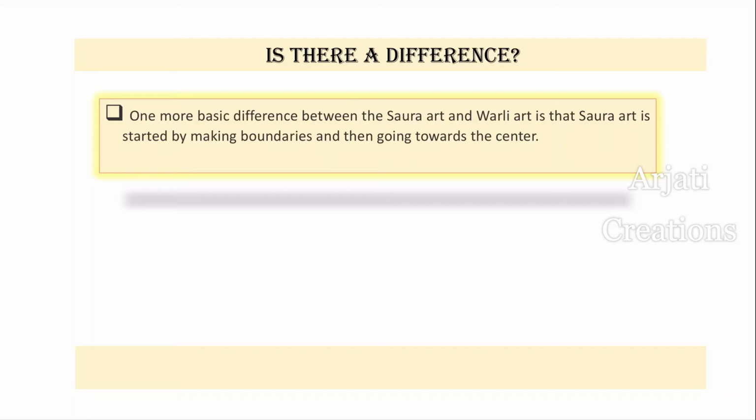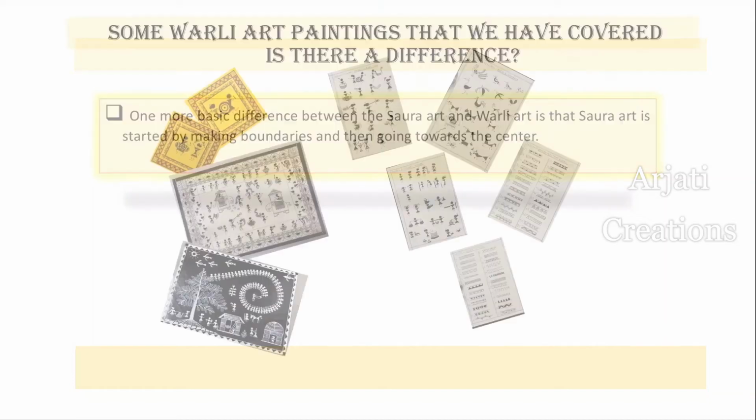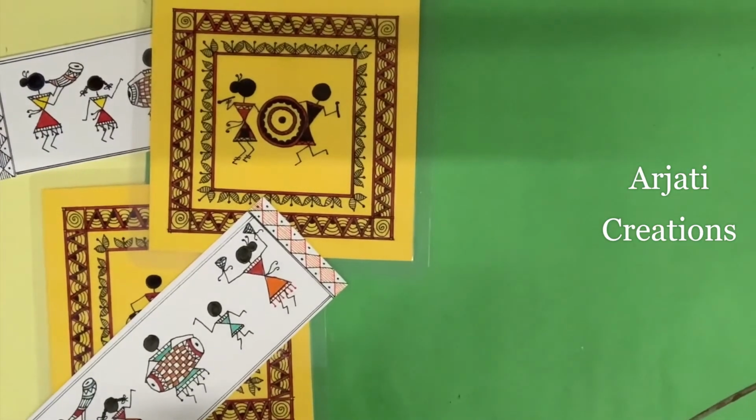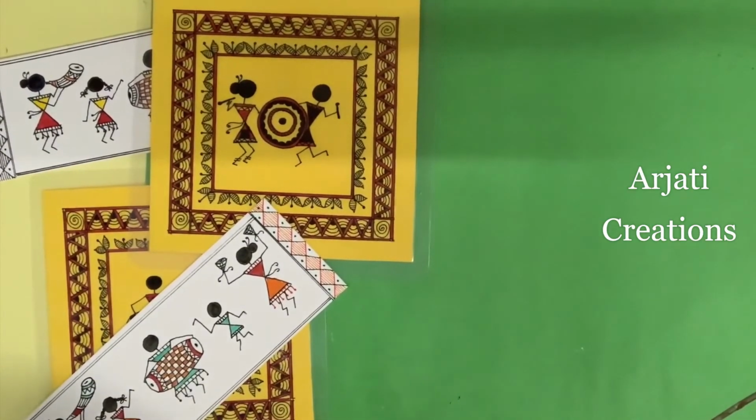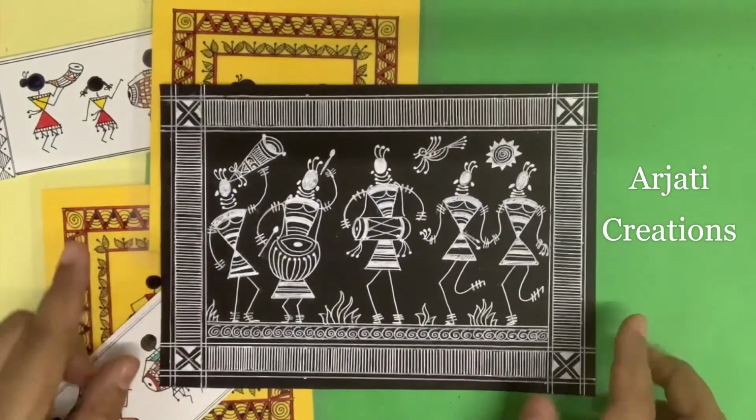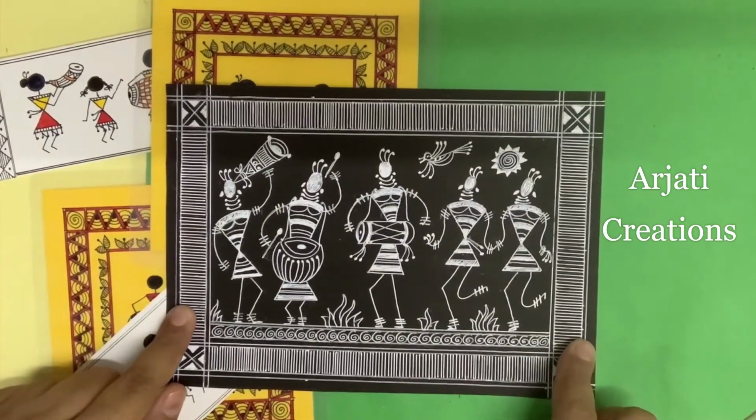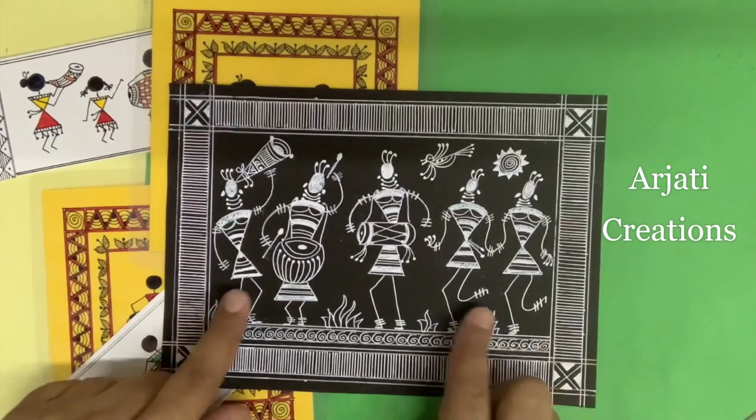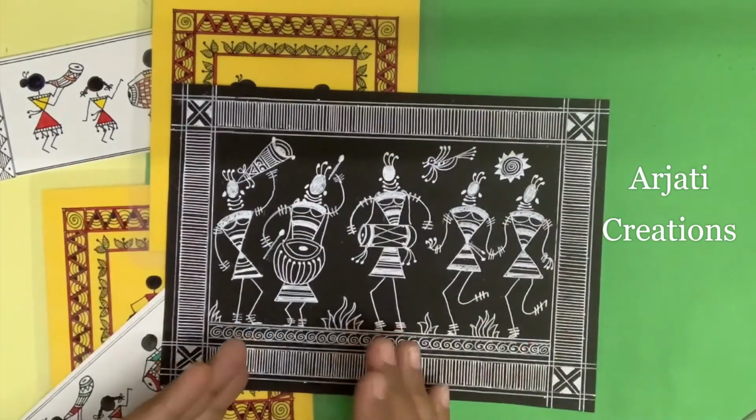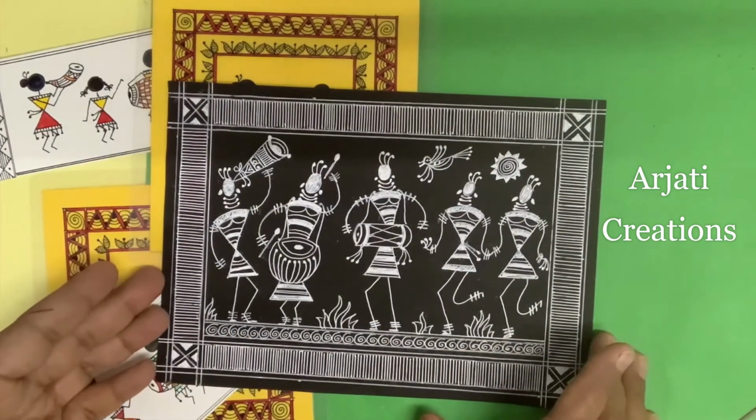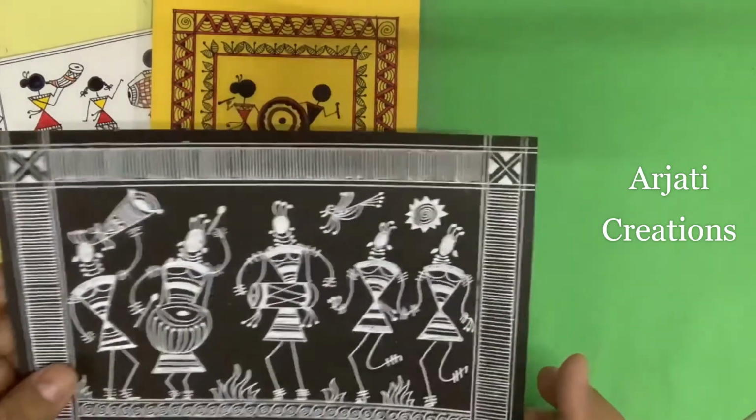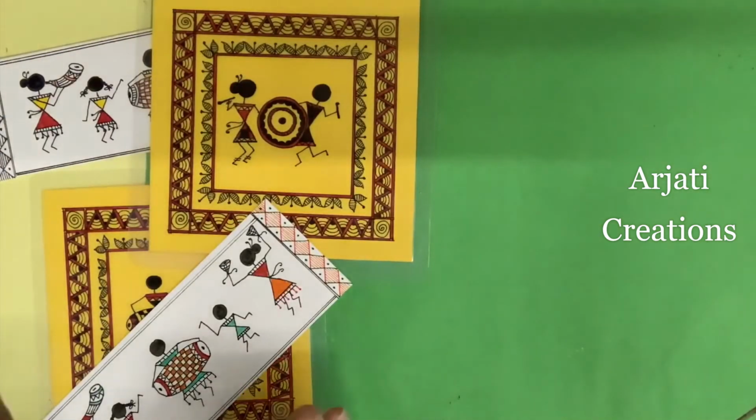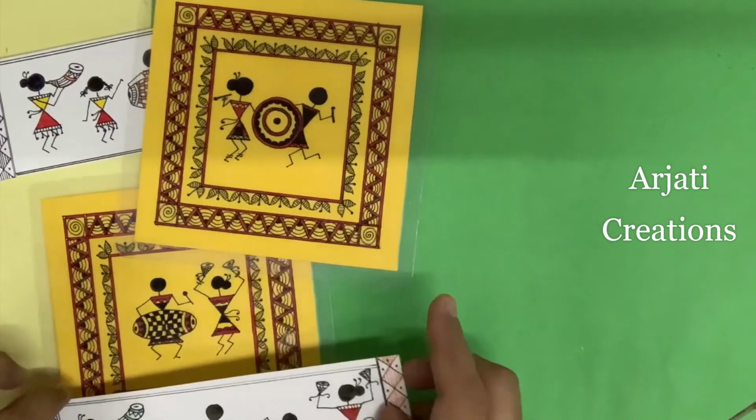So let me show you a glimpse of the paintings of both Sora art as well as Warli art to depict it further. Now the final difference is that in Sora art paintings, you will always see a border, and after the border we move inwards to create the inner paintings. Borders are extremely important in various forms of Sora art, whether you go for bigger or smaller paintings.